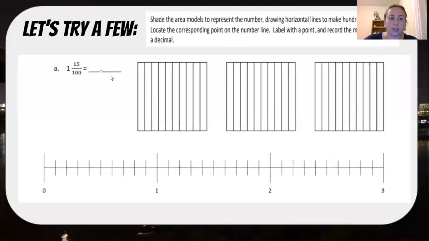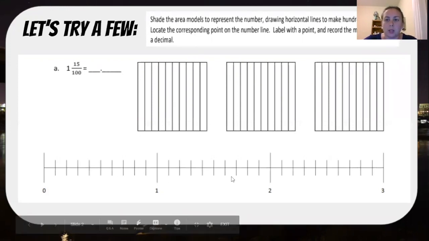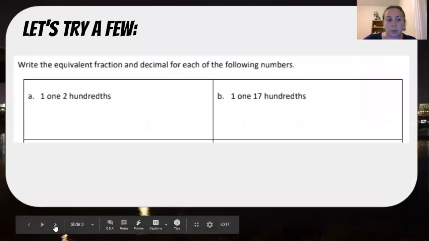Welcome back. Now it's your turn to try a few. The first problem, you're going to shade the area models to represent the number, drawing horizontal lines to make hundredths as needed. Locate the corresponding point on the number line. Label with a point and record the mixed numbers as a decimal. Push pause to solve the problem. When you're finished solving, push play to get the next problem.